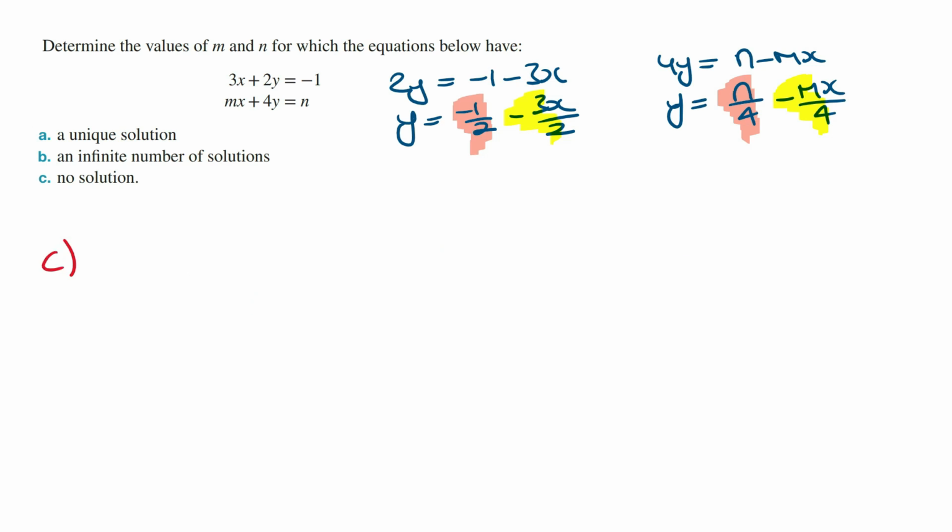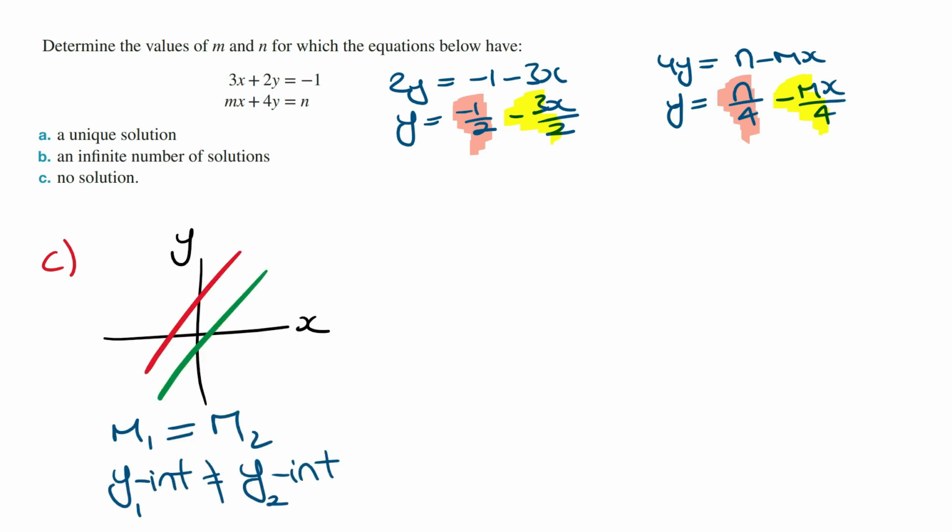Part C, no solution. To have no solution, two conditions must be met. The first condition is that the gradient of the lines must be the same, and the second condition is that the y-intercepts of each line must be different. From parts A and B, we worked out when the value of m is equal to 6, then the gradient of the lines are going to be the same. And so this is going to satisfy the first condition.